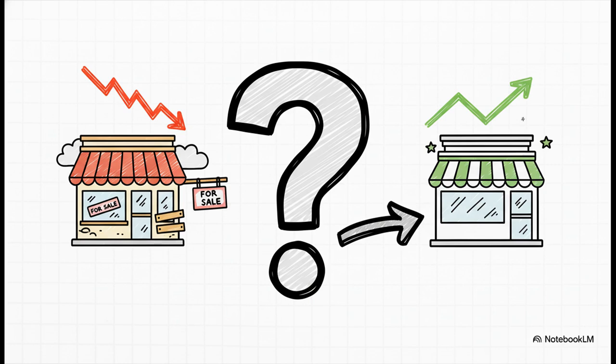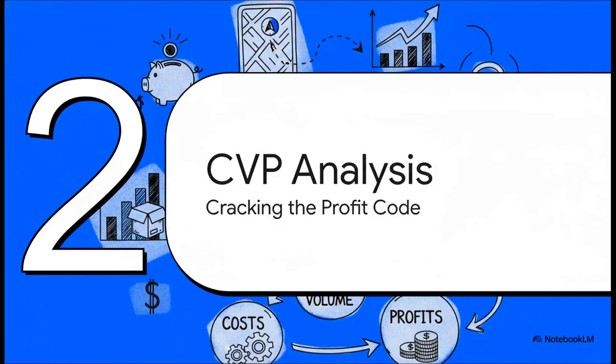But here's the good news, we don't have to guess. There's an amazing framework from management accounting that turns all that uncertainty into a clear, solid number you can actually work with. And that framework is called Cost Volume Profit Analysis, or CVP for short. Honestly, the best way to think about it is like a financial GPS for your business. It shows you exactly how things like your costs, your sales, and your prices are all connected and how they affect your bottom line, your profit.